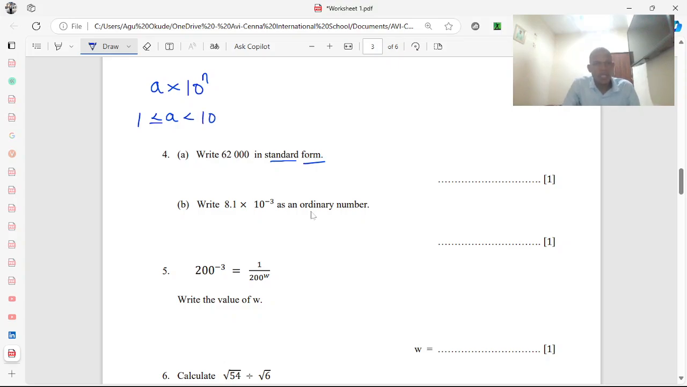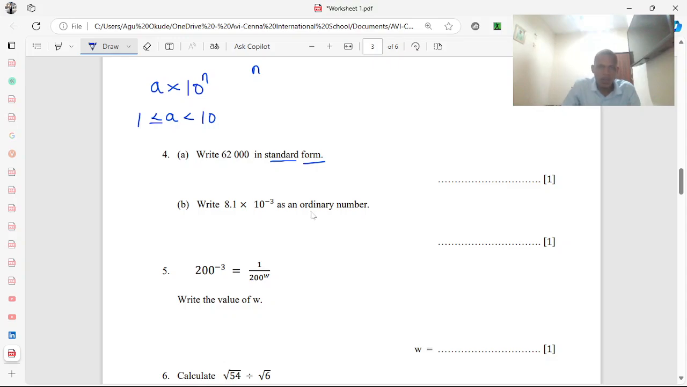So the value of this letter a must go from 1 to 10. So which means the value of a can be 1, but the value of a cannot be 10. So it can be 9.999 like that. So numbers from 1 and less than 10, these are the values of a. Then the value of n can only take either positive or negative integers.